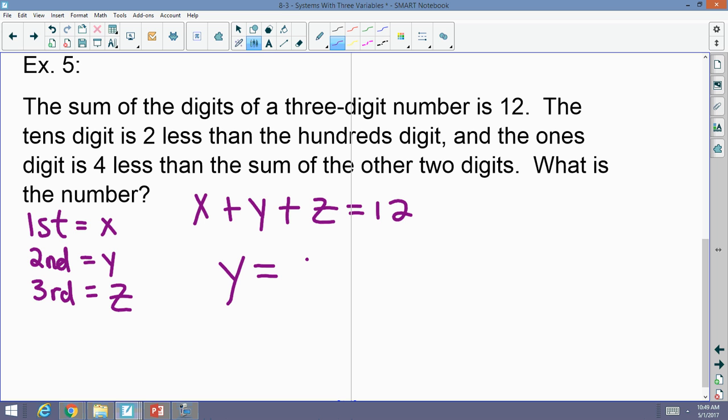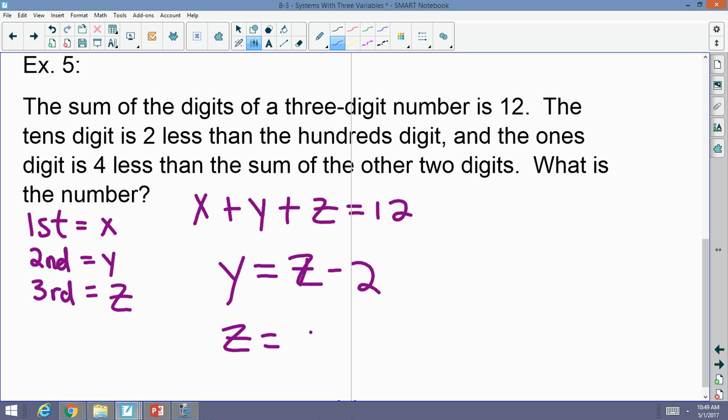So we've got Z minus 2. And then the ones digit, which is X, no, which is Z. The ones digit, which is Z, is 4 less than the sum of the other 2 digits.